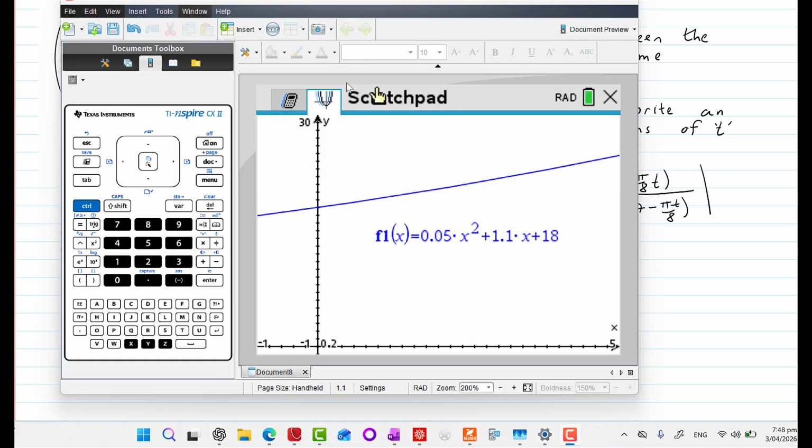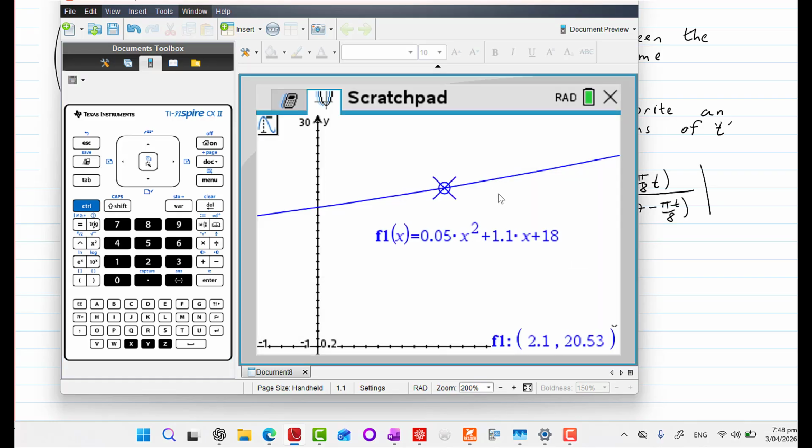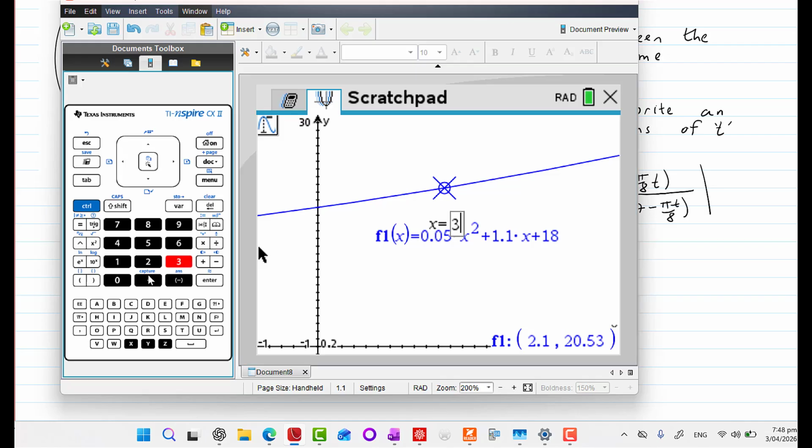Okay, so there's the function G of t graphed. I've just used x instead of t. So we wanted to find when t was about 3.35. So all we have to do is go menu, trace, graph trace, and punch in our value for t. So I'll do the unrounded version, so about 3.34880 and so on.